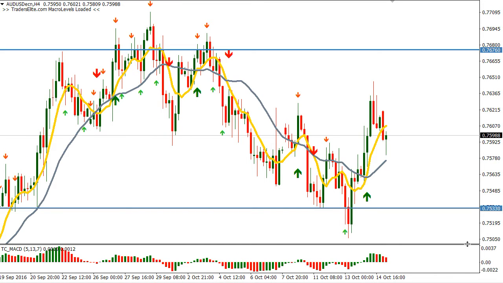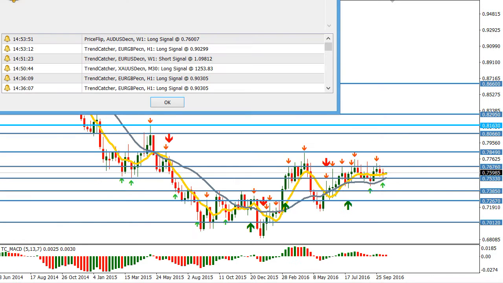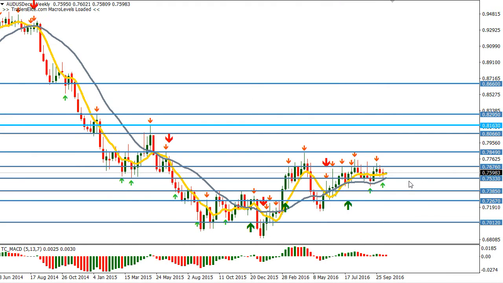Okay, Aussie is also in a bit of a flux. Overall, on the weekly, it has been moving up, and price has been staying above this fast-moving average, but it isn't very pronounced.